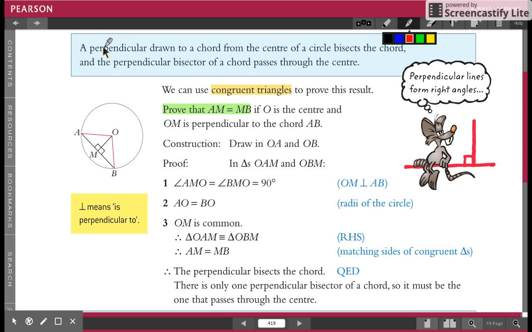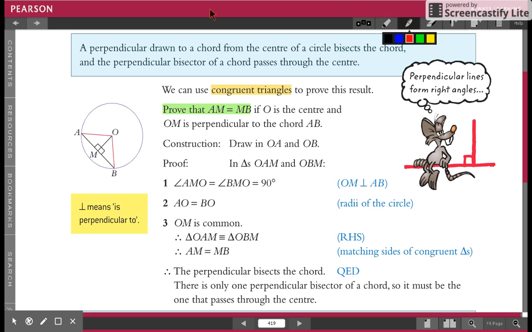Okay, boys, this is a proof that a perpendicular line drawn from a chord to the center of a circle bisects that chord. So the chord in this diagram on the left here is AB, a line drawn from 2 points on the circumference, a straight line inside a circle, a chord. And if we draw a line from the center of the circle at O, it will bisect, meaning it will cut in half the chord AB if it's drawn perpendicular.